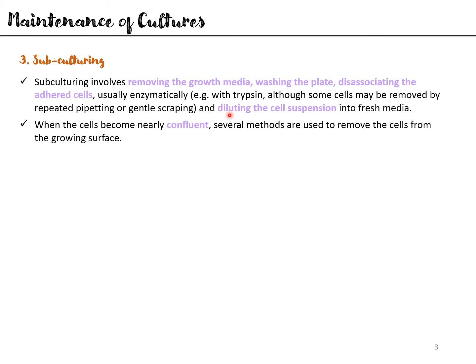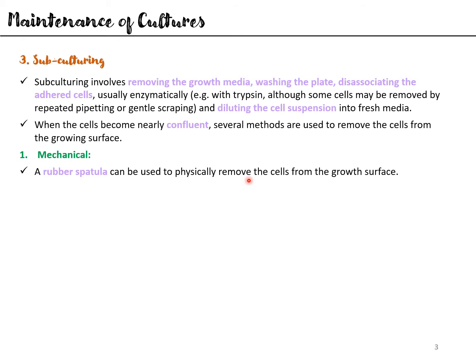When the cells become nearly confluent, that is, the culture plates are almost full, several methods are used to remove the cells from the growing surface. So you can do that by mechanical means, a rubber spatula. So if you go back to the first slide, the cover slide, over there on the cover picture, what you see is a rubber spatula, which was being used for mechanically disrupting the cells. So you can use a rubber spatula to physically remove the cells from the growth surface.